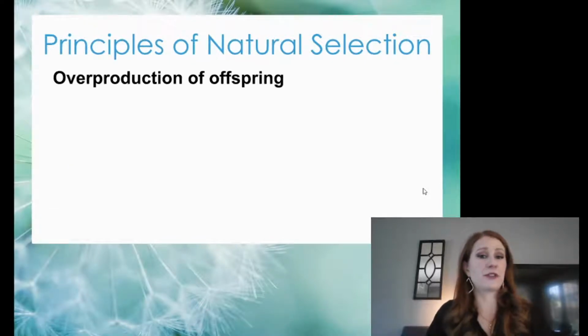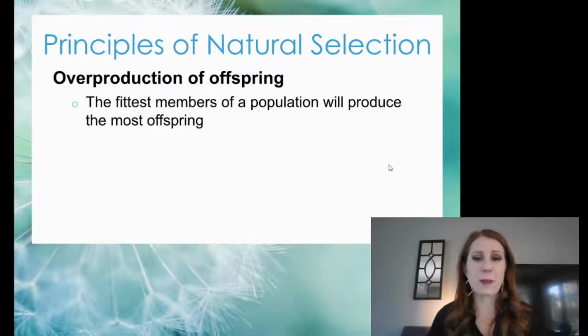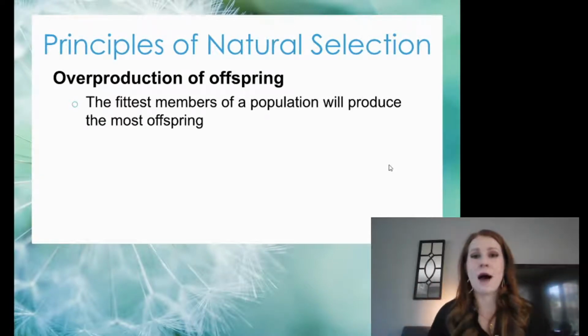Another principle of natural selection is the overproduction of offspring. We don't see this all too much anymore with humans, but we see it constantly in the animal kingdom. The fittest members of a population produce the most offspring. So if you are the prettiest peacock, you will get to mate with the most peahens and have the most babies because you're really fit for your environment.